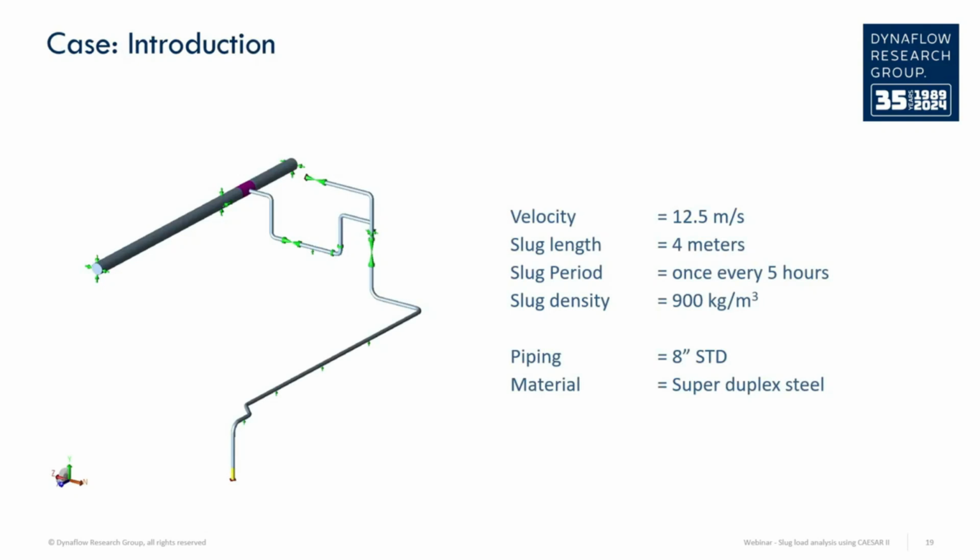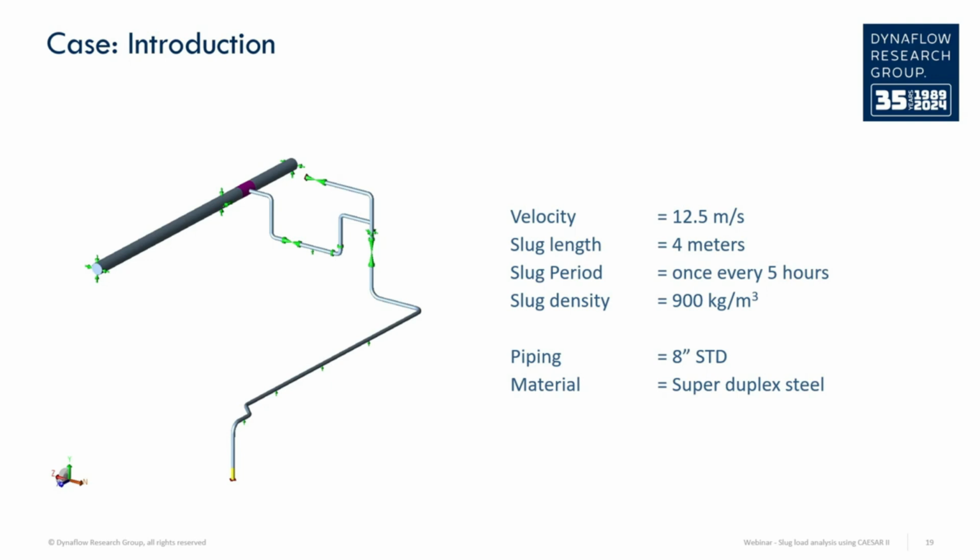In this system, gas flows up through a production riser. In addition to the gas, some condensate can be present in this line. Most of the time, only gas exits the riser and enters the system. Every 5 hours, however, a slug forms and travels up.